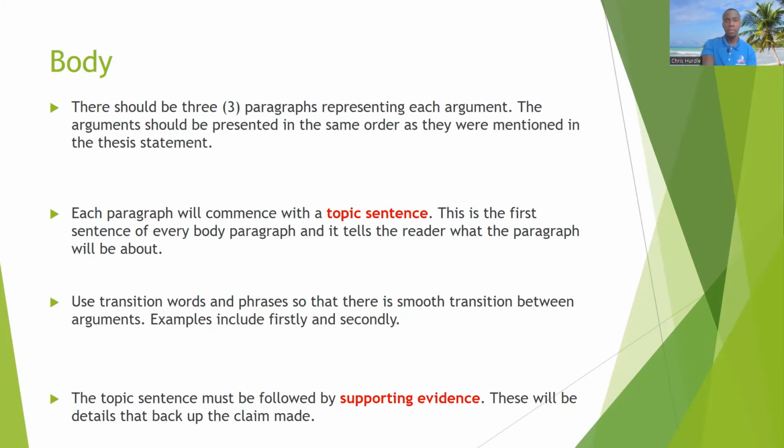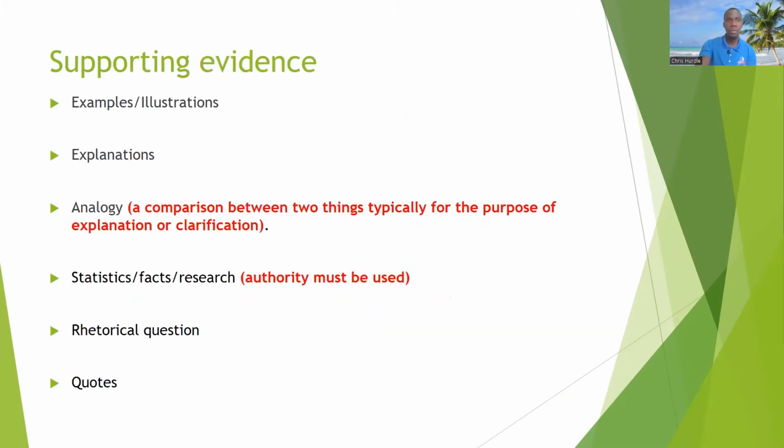So supporting evidence would be anything used to back up the claim made. You can't just say, okay, the death penalty should be abolished because it is cruel, but you don't include any details to back that claim up. We need to know, why is it cruel, right? And there are a variety of techniques that we can use to support our arguments, right? And these are the following. So examples, illustrations, explanations, analogy.